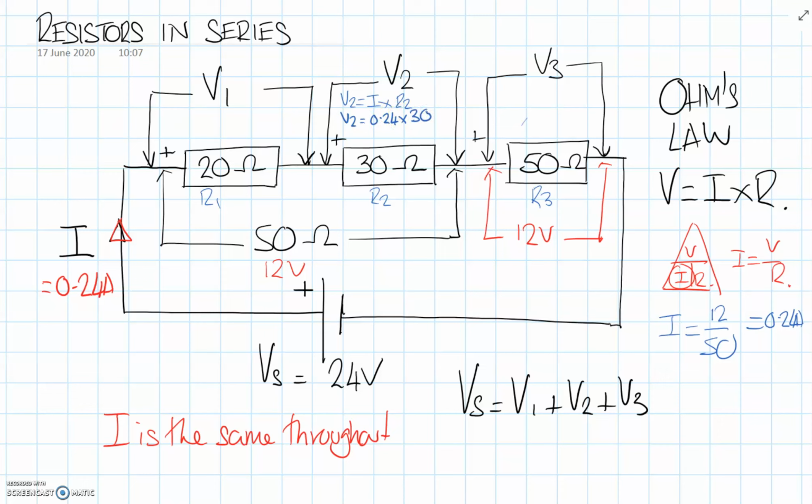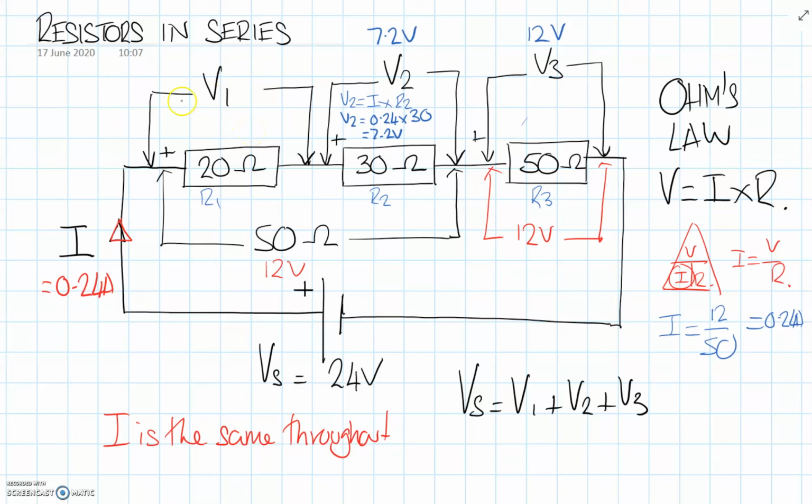Okay, so get the old calculator out again. So 0.24 times 30 gives us 7.2. So we're going to get 7.2 volts across that particular resistor. So if you think about it, we've got 7.2 volts here, V2, and we've got 12 volts here. What that means is if we add them two together, that comes to 19.2 volts. So whatever's left will be flowing through V1.